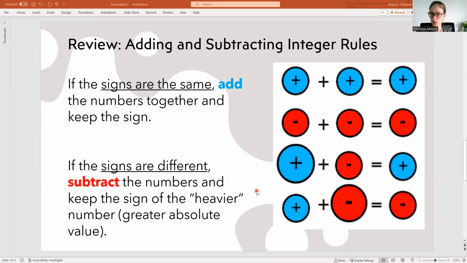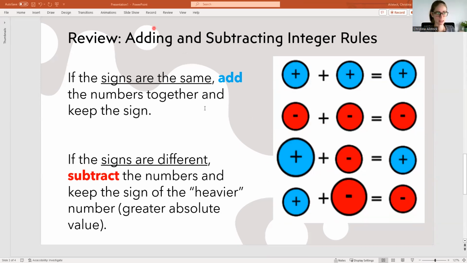Where we have to pay a little bit more attention is if your signs are different. If your signs are different, you technically subtract and keep the sign of the heavier number, so the greater absolute value. And we can see that here in picture form as well, that if you're adding two numbers and the larger or the heavier number is positive, your answer will be positive because there were more positives to begin with. And then same in this second picture, if the negative number is that greater absolute value, that's why our answer would be negative because there's more of them to begin with.